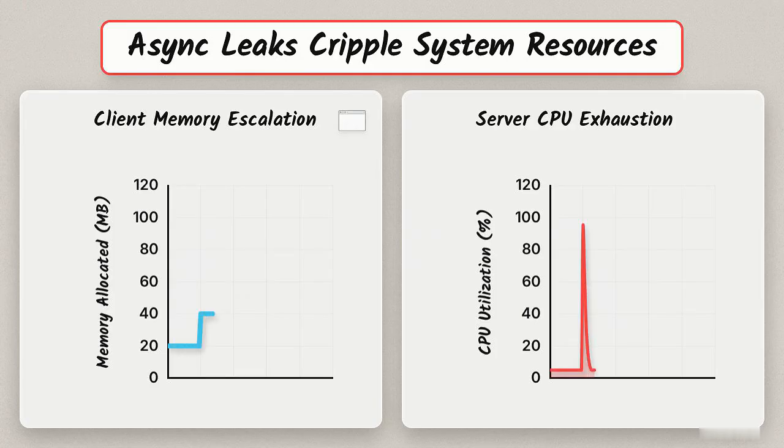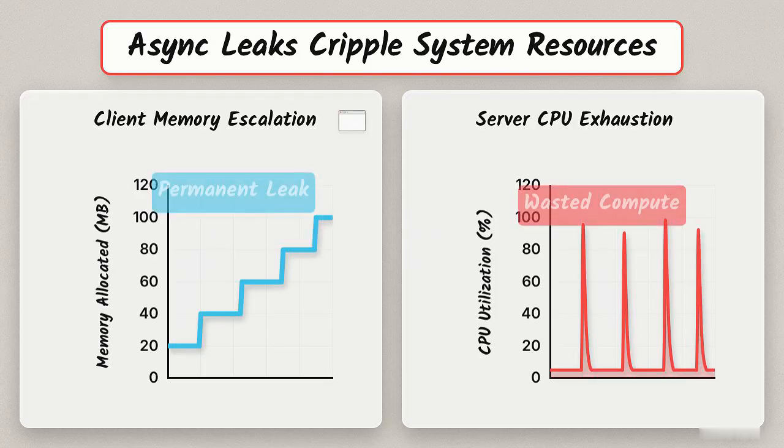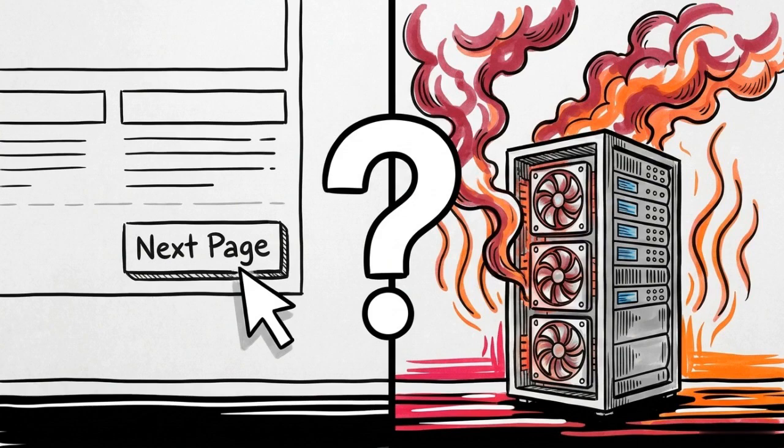On the left, client memory steps up like a staircase with each click. Simultaneously, back-end CPU spikes, struggling to process redundant queries for abandoned pages. The central mystery is why simply moving between views creates this simultaneous client-server meltdown.